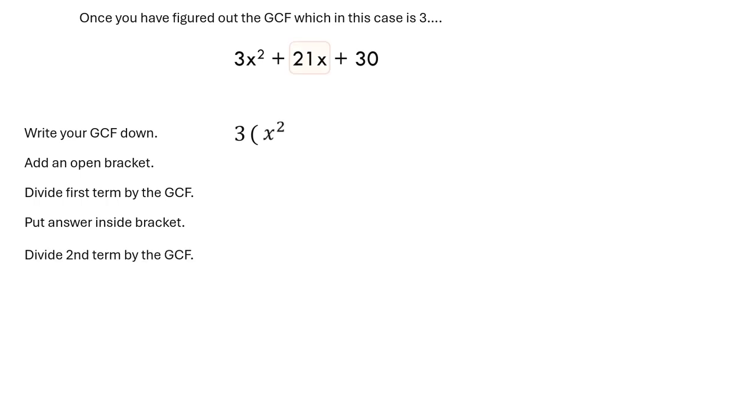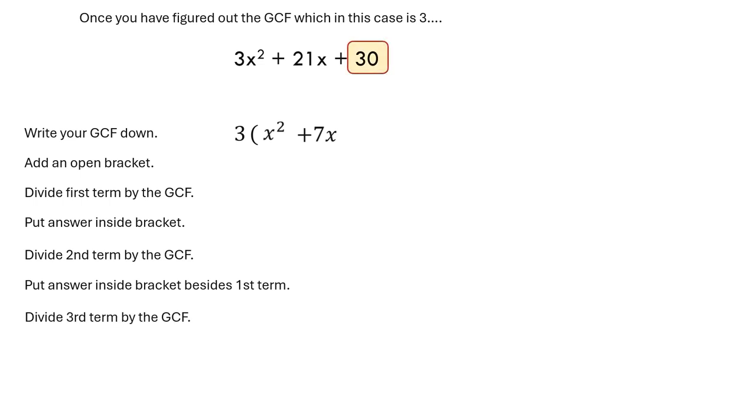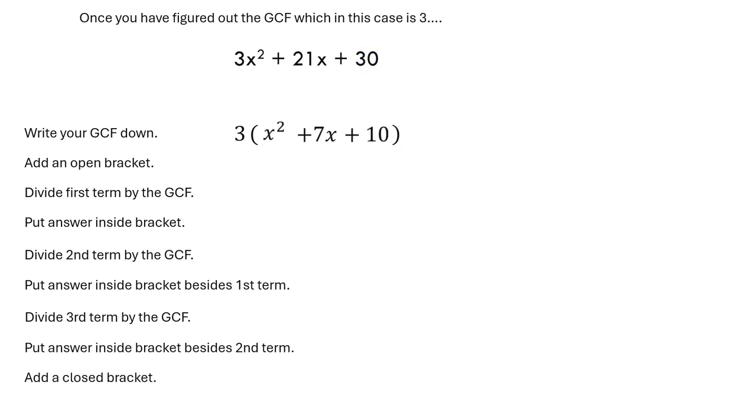Looking at our second term, 21x divided by our greatest common factor 3 equals 7x. We'll just place it in the brackets right next to the first term. Looking at the third term, 30, dividing it by our greatest common factor 3, gives us an answer of 10. Put it inside the bracket and close the bracket. There is our answer.